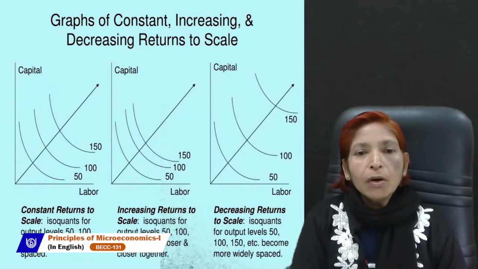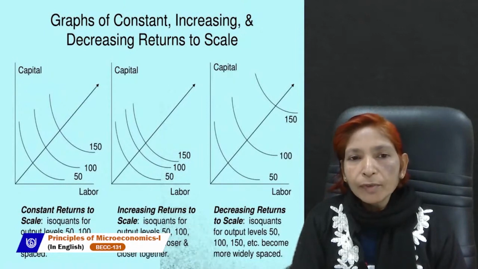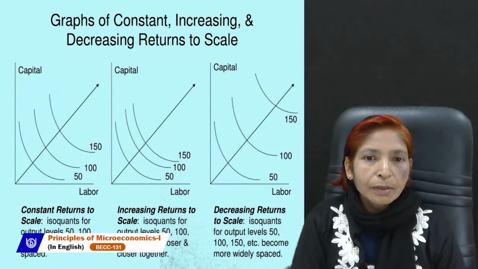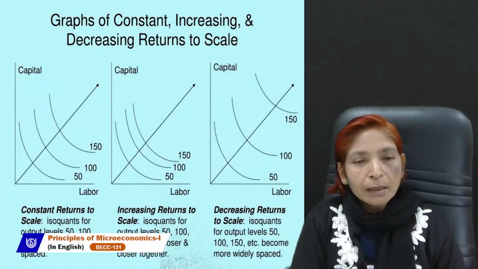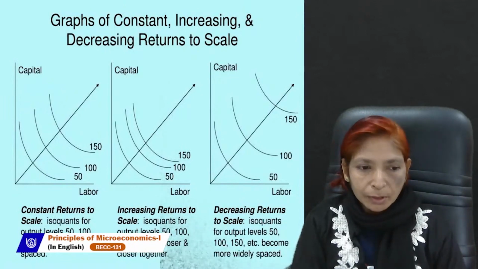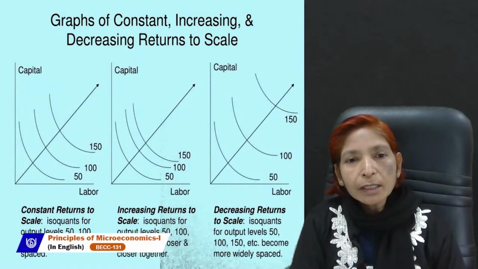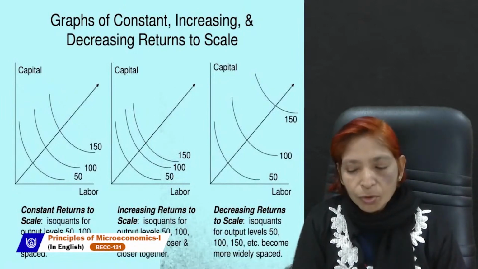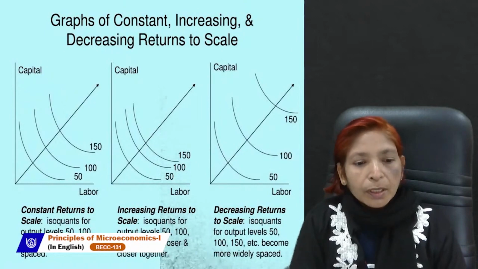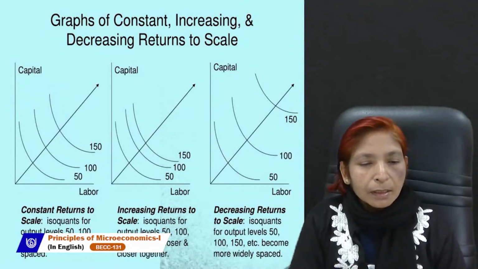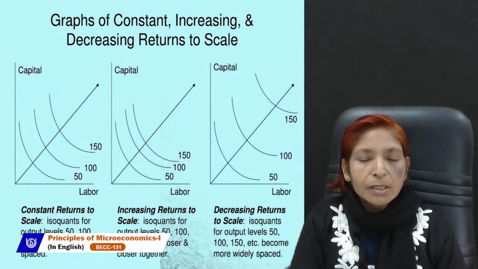In the long run, all the factors of production are variable, and we can change all the factor inputs to increase the level of output. And in the long run, we have enough time, so we can easily change the scale of output. Here, these three diagrams represent the three stages of returns to scale.